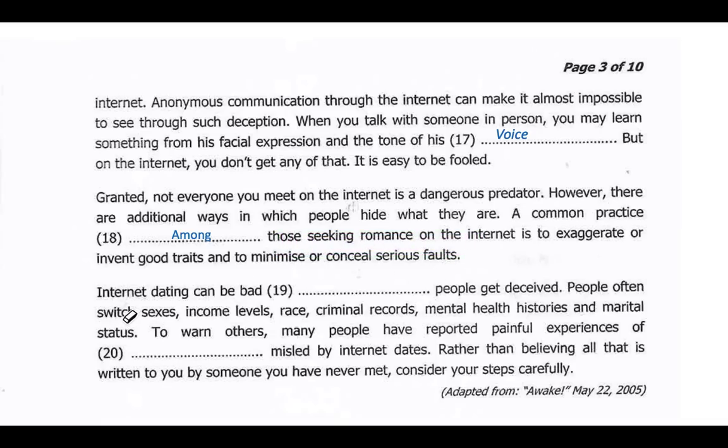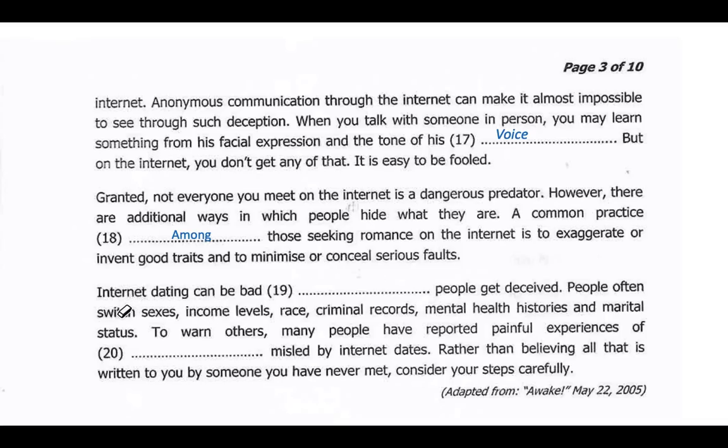And then we can go to the other side. Internet dating can be bad dash people get deceived. Now if we try to apply the word here, we have to take note that this is when people discover that the internet is bad, when they get deceived. That's when they will say the internet is bad. They can't say directly that the internet is bad, but when they have experienced it.